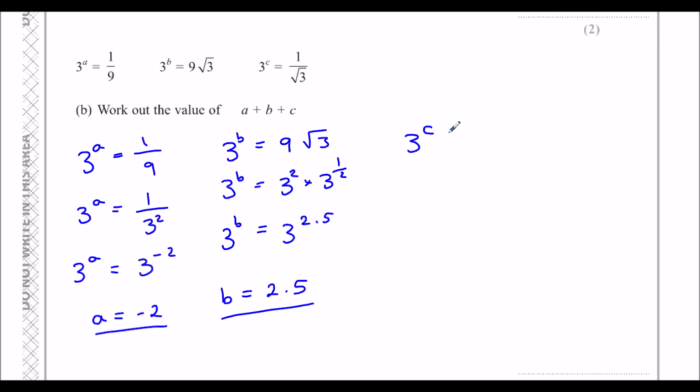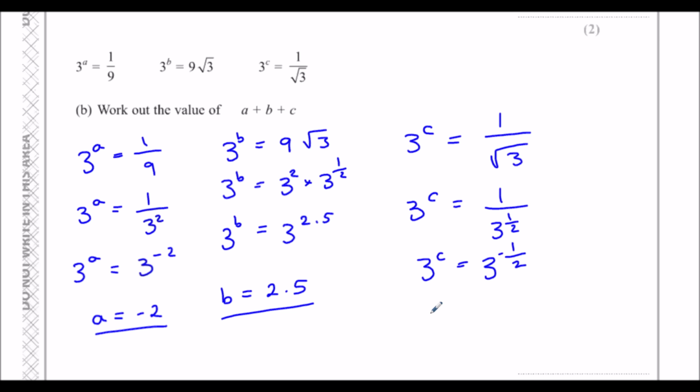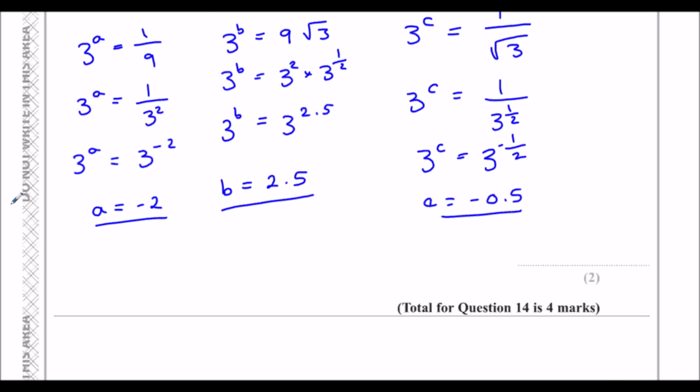And c, 3 to the power of c is 1 over √3. Again, √3 is 3 to the power of a half. And to flip it over, it becomes negative. So 3 to the power of minus a half. So c is minus a half. So a plus b plus c, -2 plus 2.5 minus a half. So -2 plus 2.5 is half. Take away a half is 0.